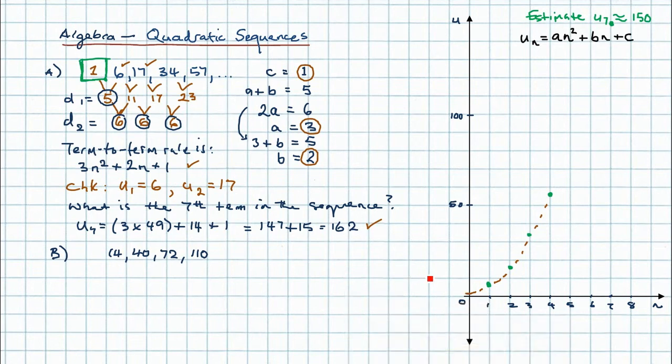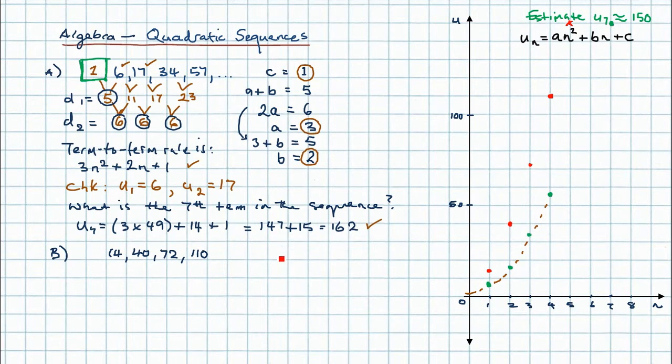So let's plot this on our graph just to see what we've got. So we've got 14, that's going to be about here. Second term is 40, so that's going to be about here. Third term 72, so about here. And fourth term 110, so that's going to be there. So say we wanted to find the fifth term, I'd estimate again that that's about 150, that's going to be about there.